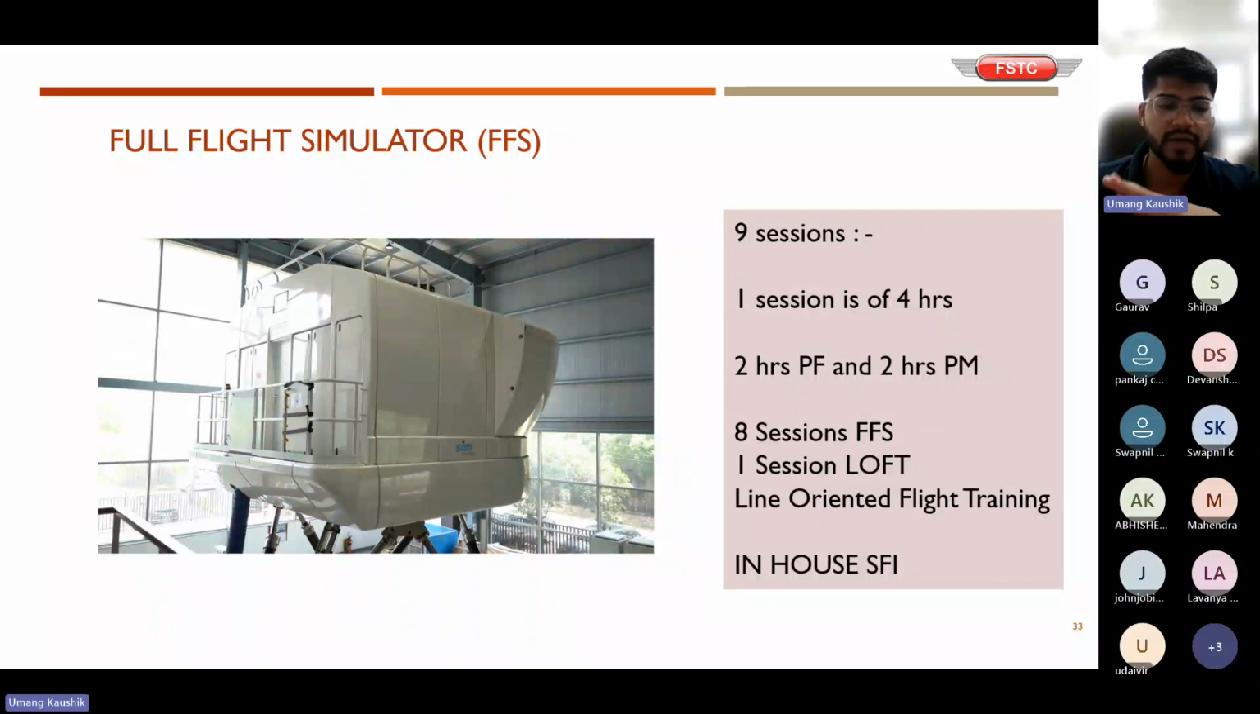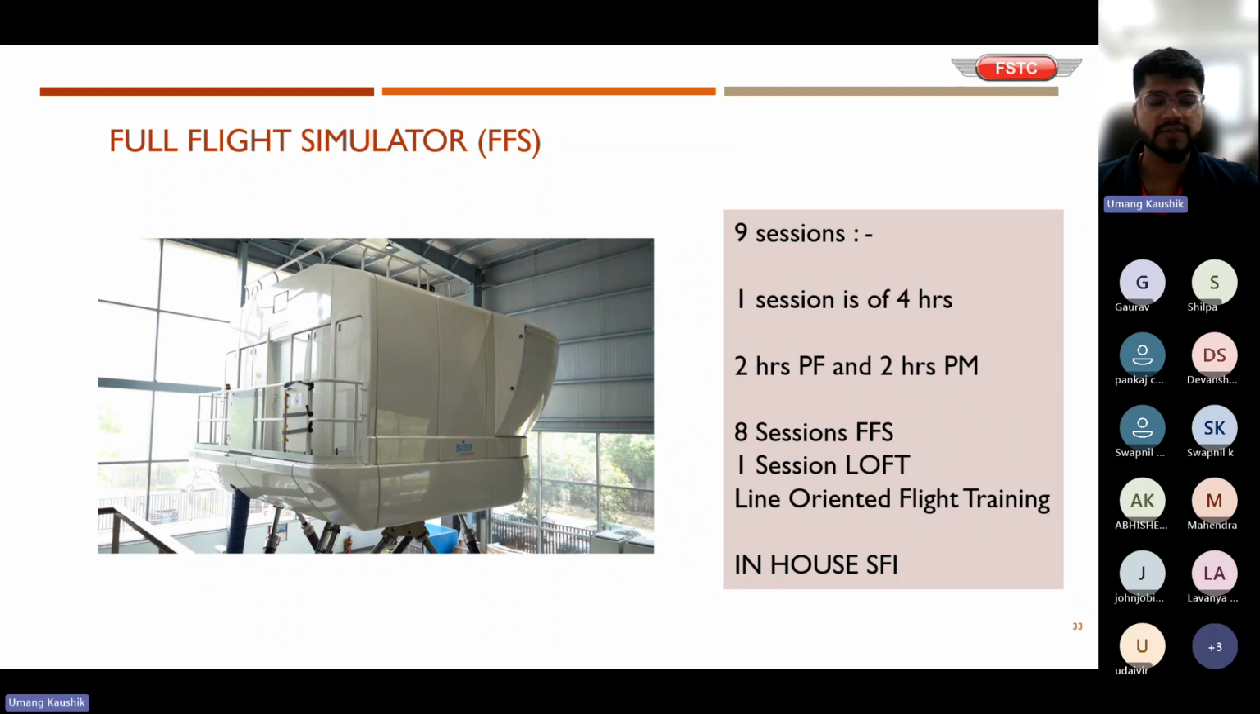As you can see, the simulator is in motion now. They're taking off, right? So this is just the basic difference of FBS and FFS. It's conducted on the same type of simulator. These are all level D qualified. All the simulators we have are level D qualified.